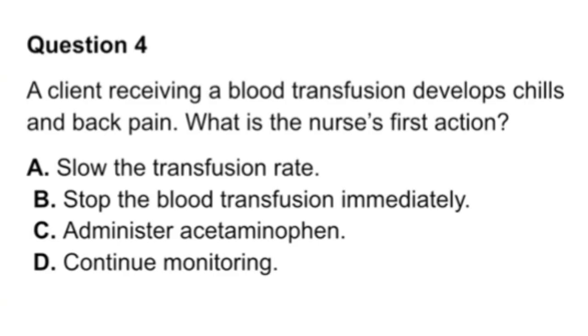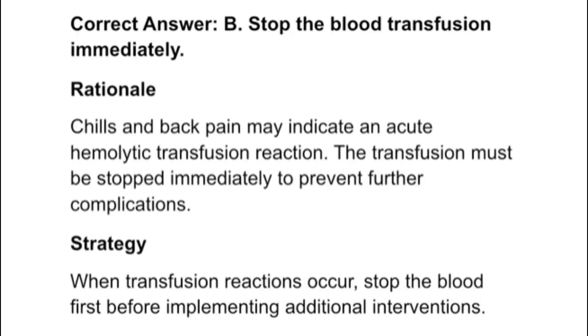Question 4. A client receiving a blood transfusion develops chills and back pain. What is the nurse's first action? A. Slow the transfusion rate. B. Stop the blood transfusion immediately. C. Administer acetaminophen. D. Continue monitoring. Correct answer, B. Stop the blood transfusion immediately. Rationale. Chills and back pain may indicate an acute hemolytic transfusion reaction. The transfusion must be stopped immediately to prevent further complications. Strategy. When transfusion reactions occur.